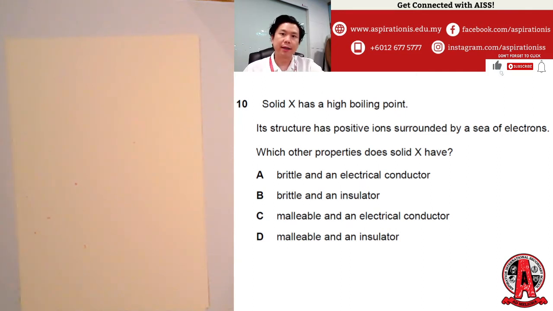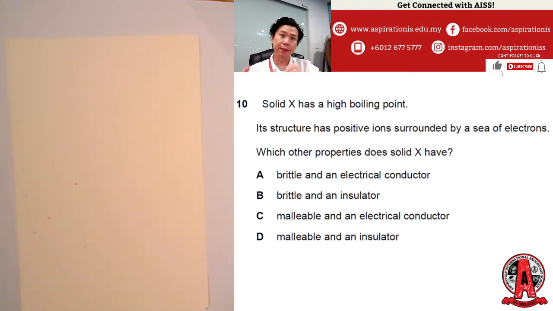Solid X has a high boiling point. Its structure has positive ions surrounded by a sea of electrons. Immediately we know that this is a description of the bonds of metals. So X is a metal. What other properties does a metal have?